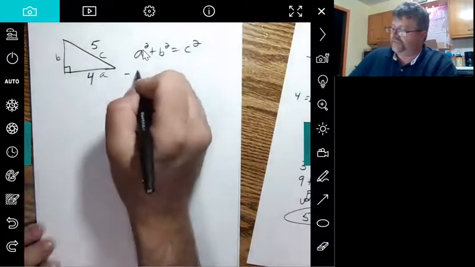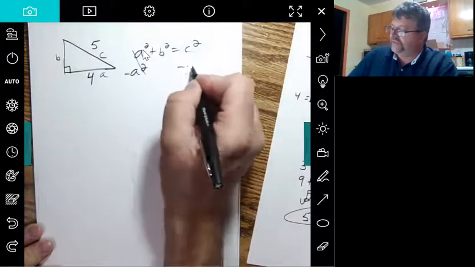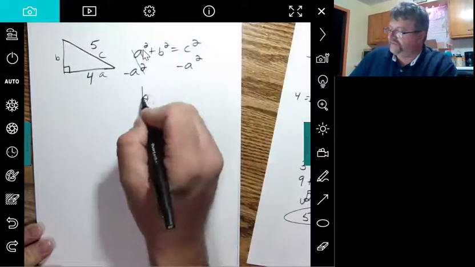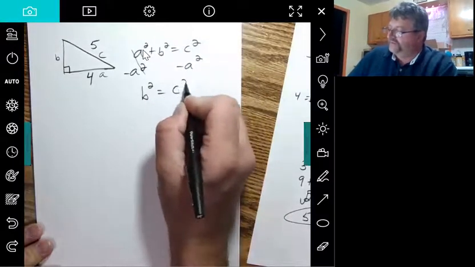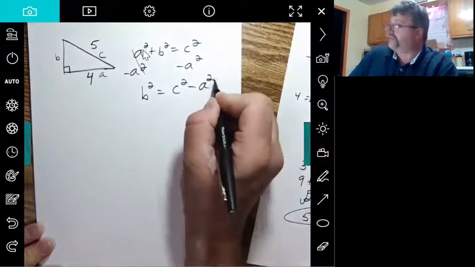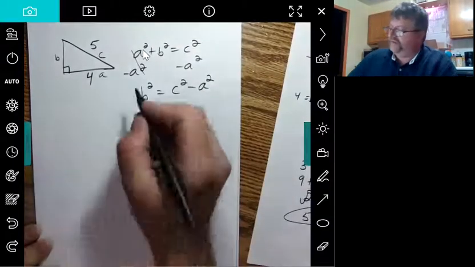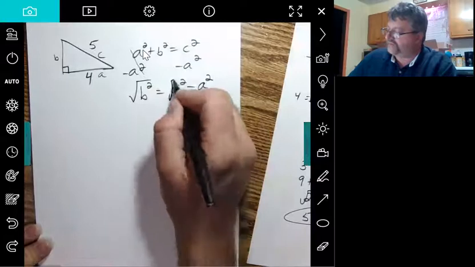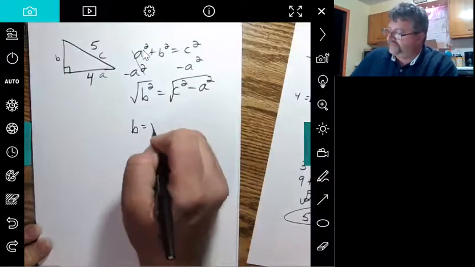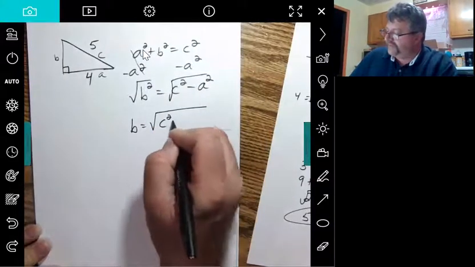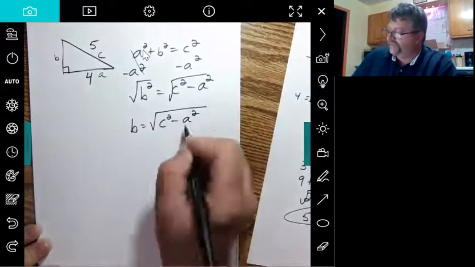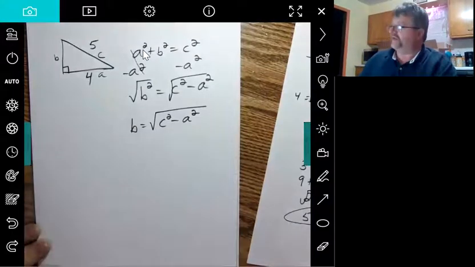If I do a little algebra here, I'll subtract A squared from both sides and I'll get B squared equals C squared minus A squared. But I want B, so I square root both sides. B equals the square root of C squared minus A squared. There's really no way to shortcut that. We just have to leave it like that.